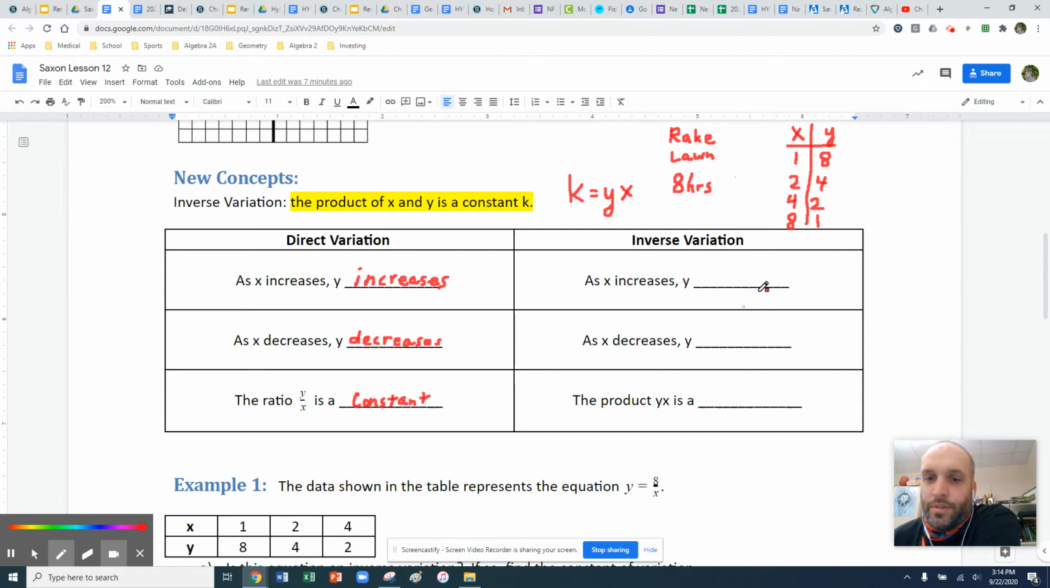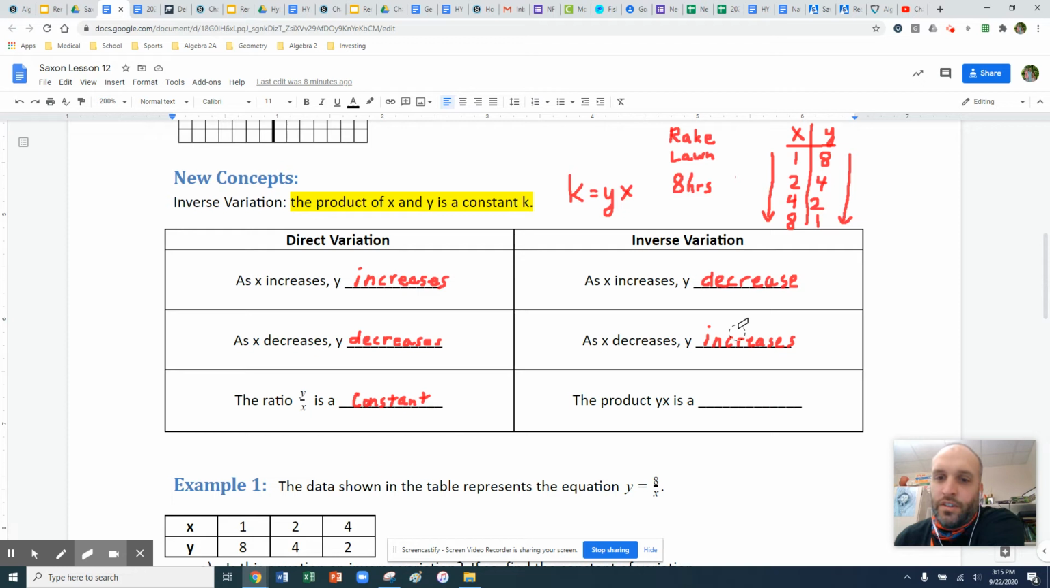This is now an example of an inverse variation. And some things to notice as you're going down your table. As the x increases, you can check over here what's happening to your y's. The y's will decrease. And as you start to decrease your x, so that would be less people working on the job, what would happen to your y? Your y would start getting larger because it takes more hours to do the job.